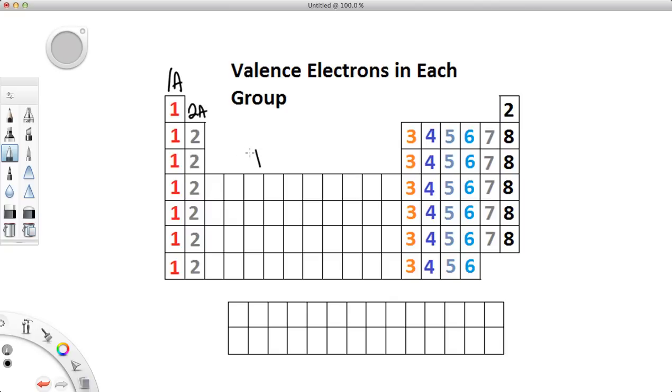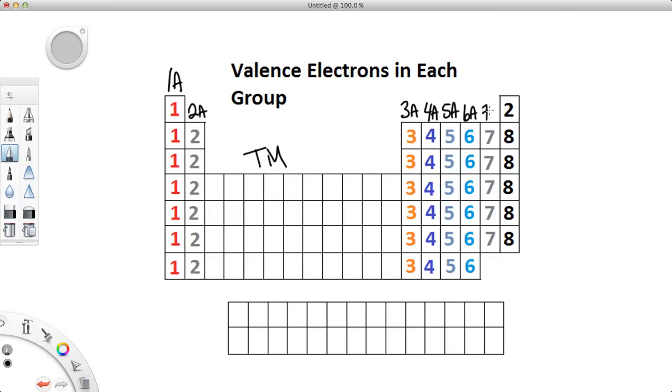We're going to skip these transition metals here, and there's a reason we're going to skip them for right now. Their valence electrons and how much they give up for forming bonds is quite different than the other elements. There's not really a fixed formula for them, so we're going to skip them for now. Moving on to 3A, which is the boron group, we've got 3 valence electrons, followed by 4A, the carbon group, 4 valence electrons. 5A, the nitrogen group, 5 valence electrons. 6A, the oxygen group, 6 valence electrons.